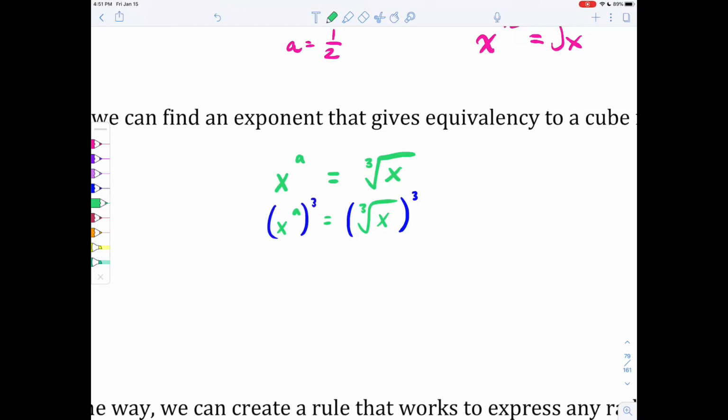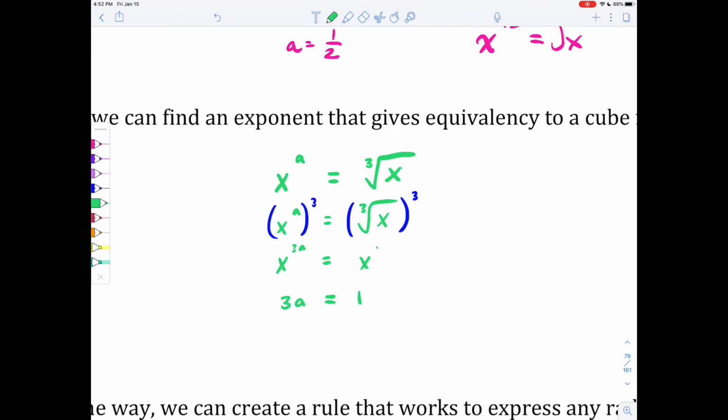Now, on my right-hand side here, if I have a cube root and I cube it, those two processes undo themselves. So we end up with just x, secretly to the power of 1. And on my left-hand side, by exponent laws, I'm taking x to the power of a and raising it to the power of 3. So I multiply those two exponents to give me x to the power of 3a. And if x to the power of 3a is equal to x to the power of 1, that must mean my 3a is equal to 1. My exponents of both of those are equivalent.